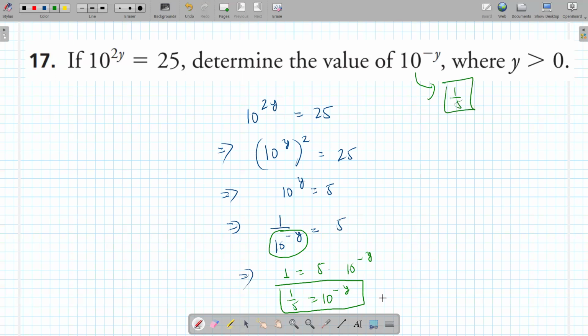It's not asking us to find y. If it did, we'd probably use logs, but you can just stop right here. Cool? Mm-hmm. So this one was definitely tricky. Math itself isn't too hard. You just need to know how to apply the exponent rules.